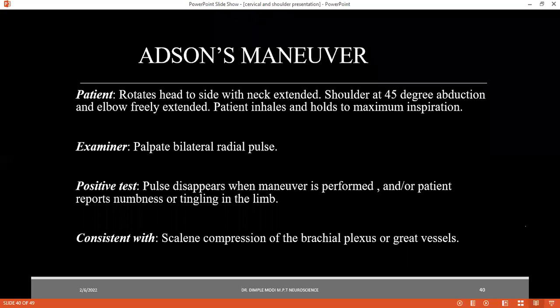Rotate head to one side and neck extended, and shoulder at 45° abduction and elbow fully extended. And with this position, you have to ask the patient to maximally inhale, maximum inspiration the patient has to do. Okay, and you have to feel the bilateral radial pulse. In both the hands, you have to feel the radial pulse. If the pulse disappears and the patient complains of any tingling or numbness in the limb, it shows that there is a scalene compression of the brachial plexus.